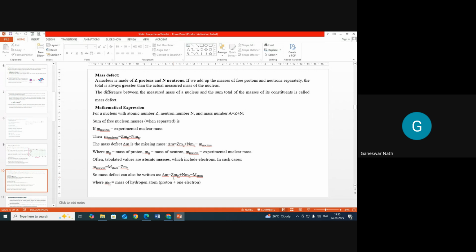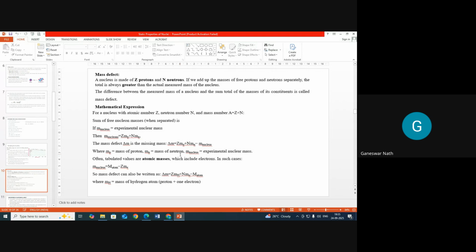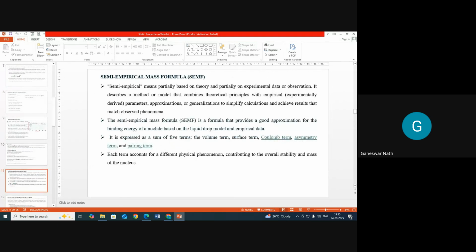So in short, the difference between the rest mass and the mass of the constituent nucleons is called the mass defect. Sometimes we can also write it as the mass of the hydrogen atoms plus the total mass of the neutrons minus the rest mass of the atom. That is also called the mass defect. So this is the expression and idea of the mass defect. Now I'm coming to the semi-empirical mass formula.